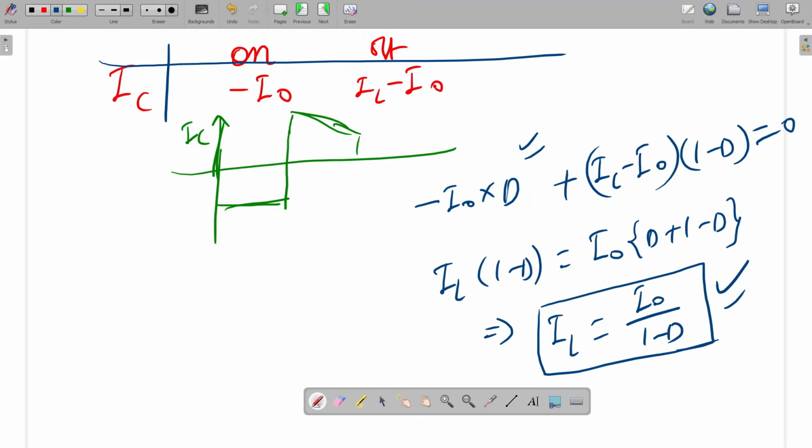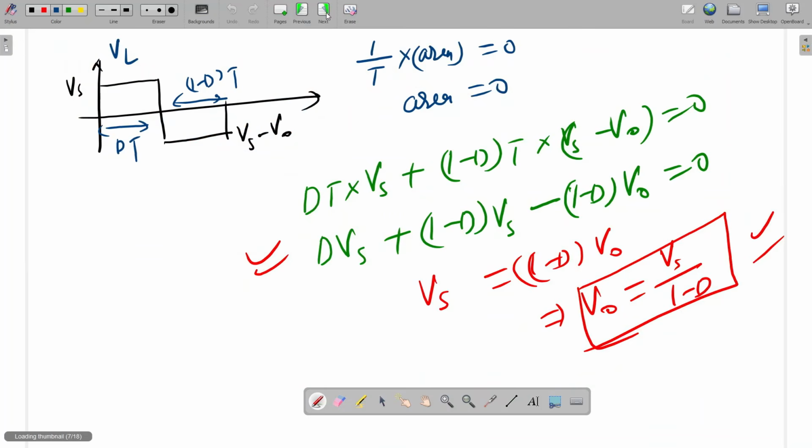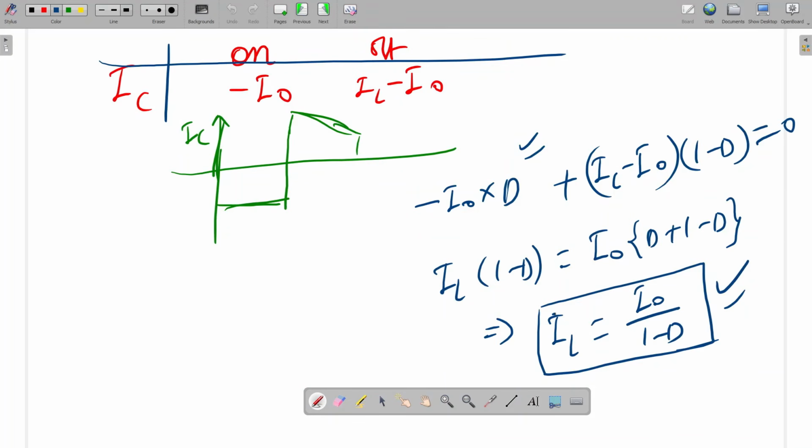So IL here is the source current also. We can see that this IL and the source current are the same. So we can say that if the output current is known, the IL current will be the output current divided by (1 minus duty ratio).